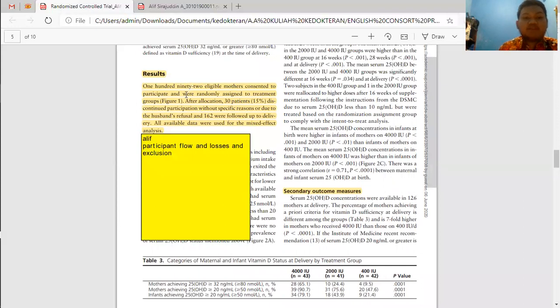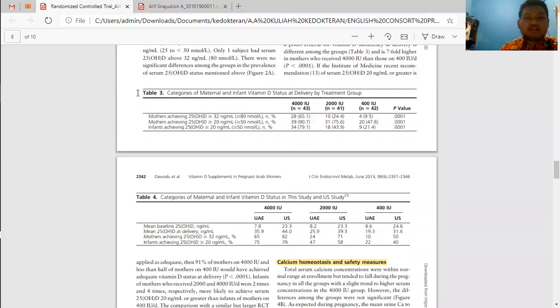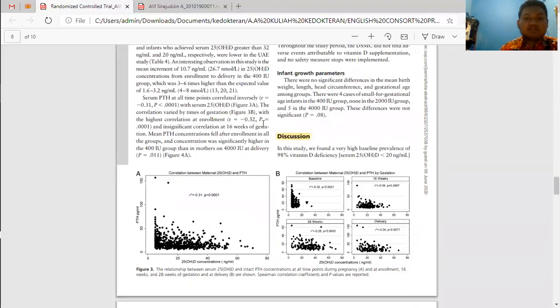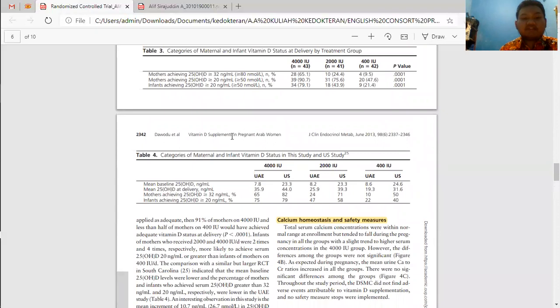This is the participant flow, item number 13A, for each group: the number of participants who were randomly assigned, received intended treatment, and were analyzed for the primary outcomes. It's the baseline data too. Baseline data is item number 15. It's a table showing the baseline demographic and clinical characteristics for each group. So it's the baseline data.